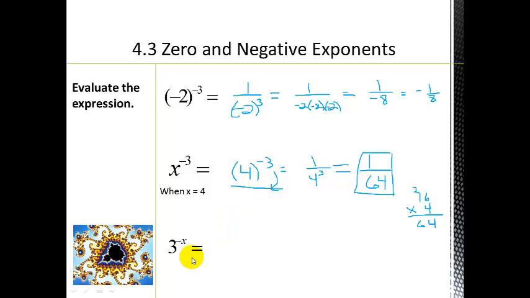Okay, so let's take a look at this one where I have 3 to the negative x. Again, I'm going to plug in the positive 4, so it's going to be 3 to the negative 4. You can think about this as negative 1 times a positive 4 is going to be a negative 4. It's not happy where it is, so it needs to move. The only place I can move this to make it a positive exponent is to move it down. So it's going to be 1 over 3 to the 4th power. And 3 to the 4th power, 3 times 3 times 3 times 3, is 81, so it's 1 over 81.